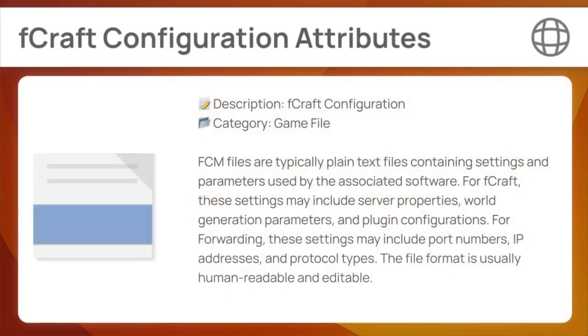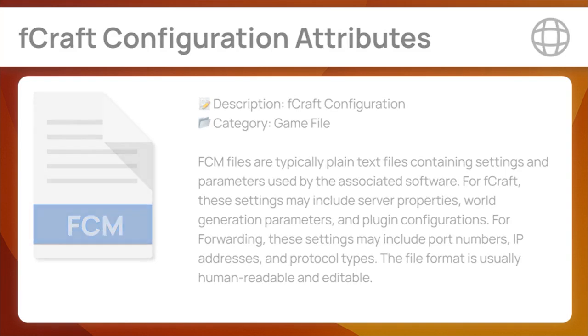FCM files are typically plain text files containing settings and parameters used by the associated software. For fCraft, these settings may include server properties, world generation parameters, and plugin configurations. For forwarding, these settings may include port numbers, IP addresses, and protocol types. The file format is usually human-readable and editable.